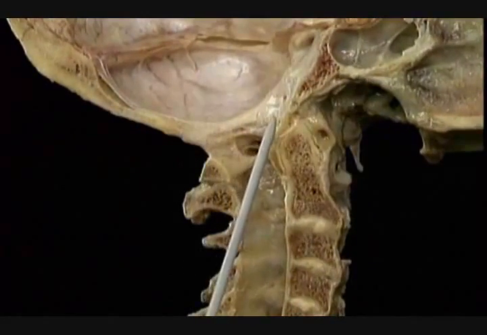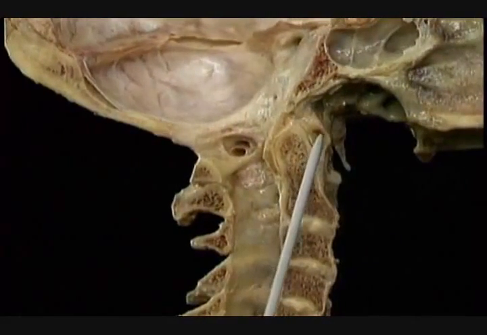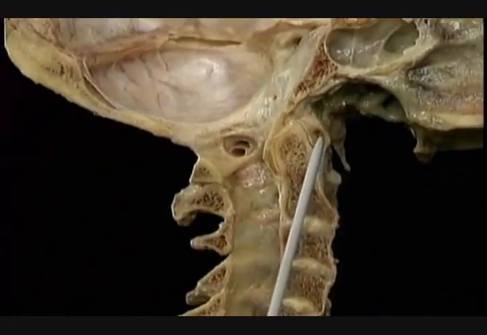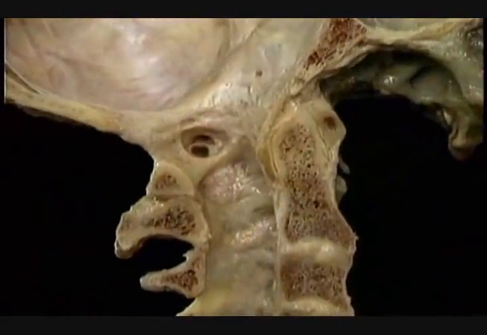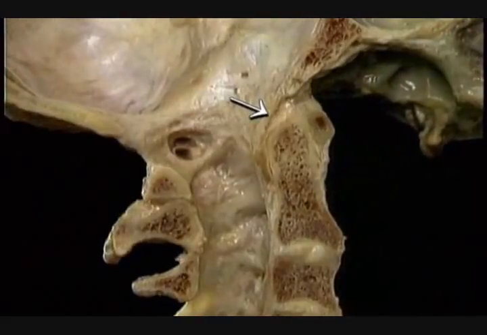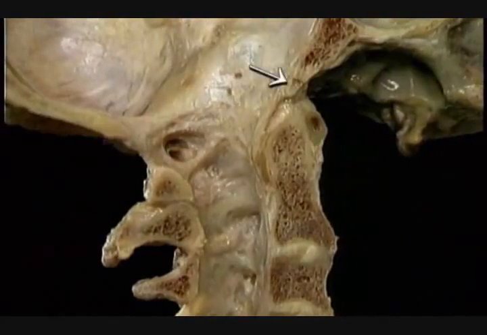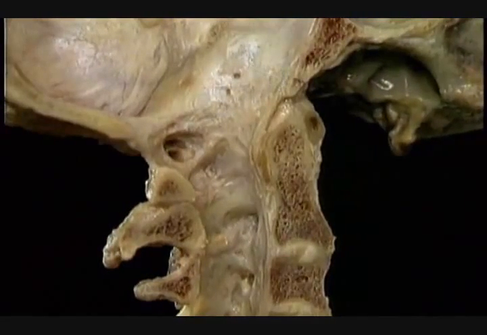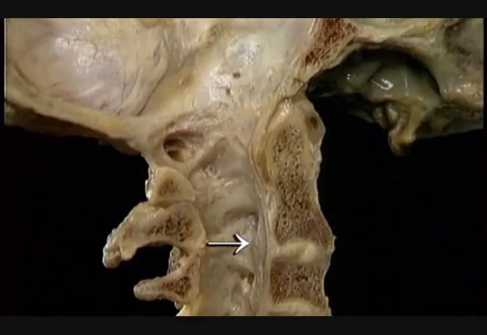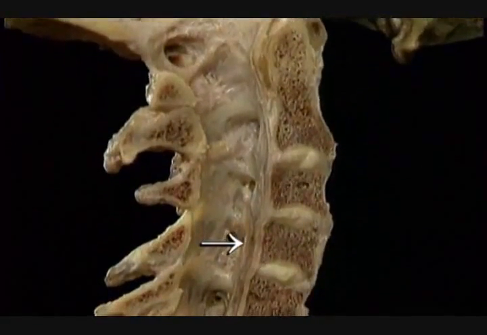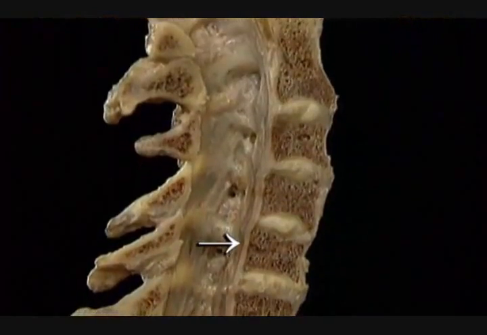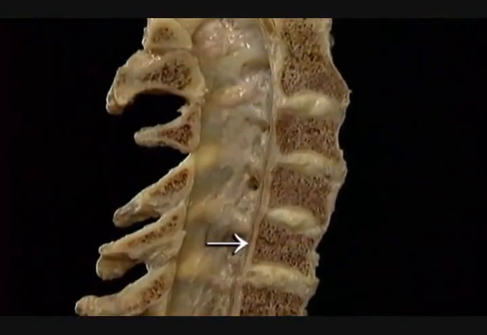Here's the foramen magnum. Here's the anterior arch of the atlas. Here's the odontoid process. Here's the tectorial membrane. It's attached to the base of the occiput and to the body of the axis. Continuing as the posterior longitudinal ligament, it's attached to the backs of the vertebral bodies all the way down the spine.